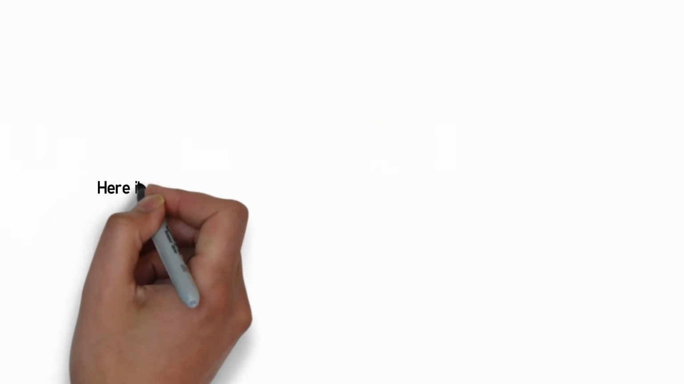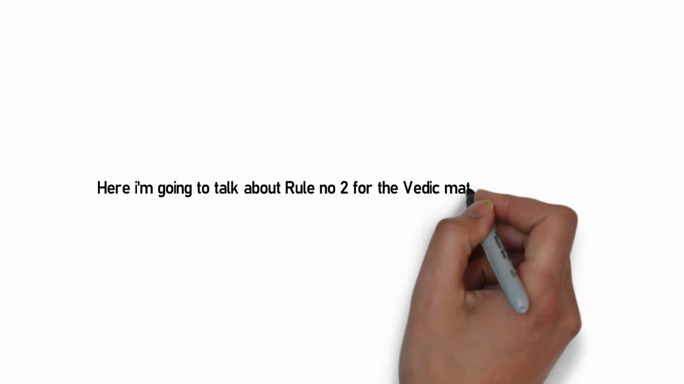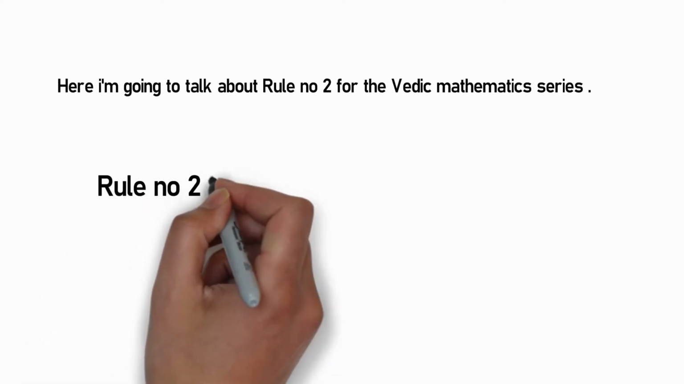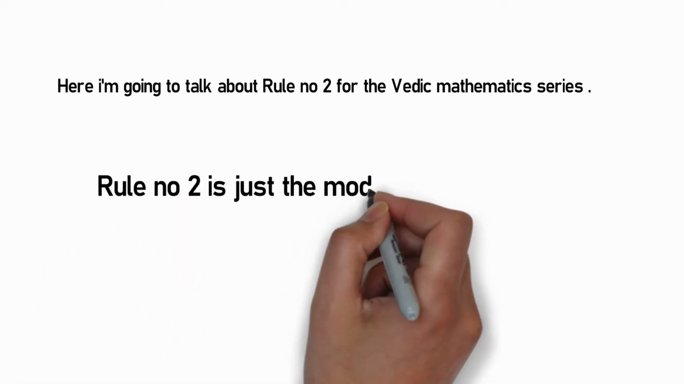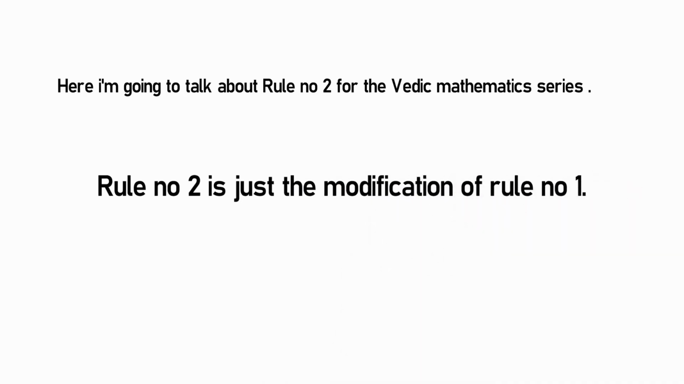In this video I'm going to talk about rule number 2 for the fastest multiplication. Rule number 2 is just a modification of rule number 1. Make sure you have already gone through rule number 1. So let's get started. Rule number 2, part A.